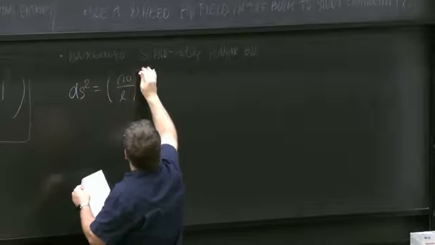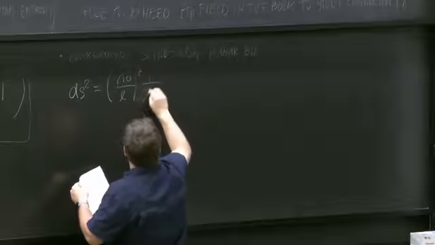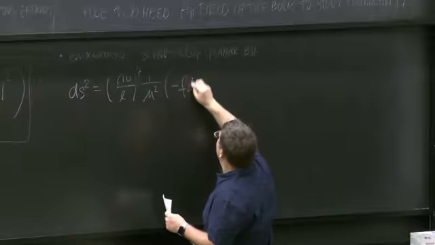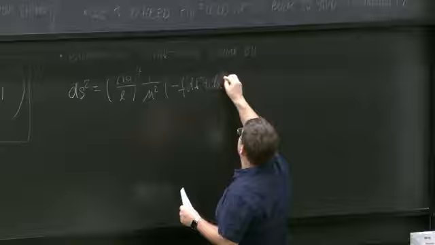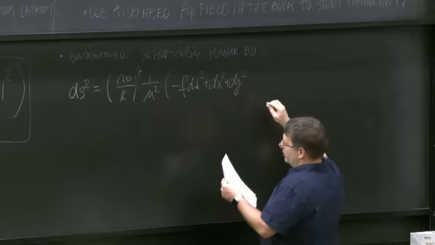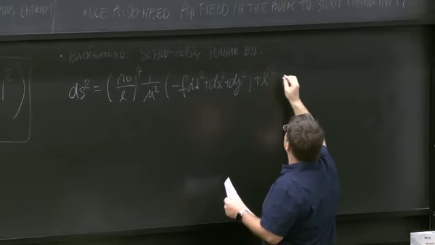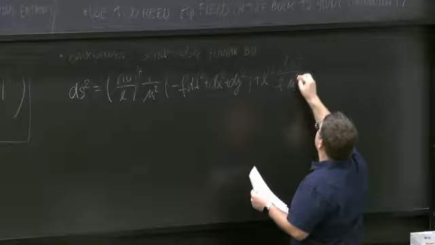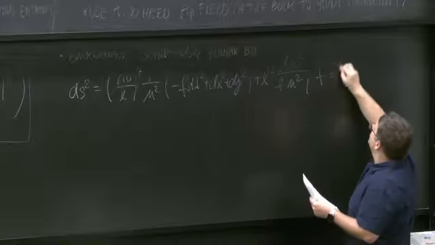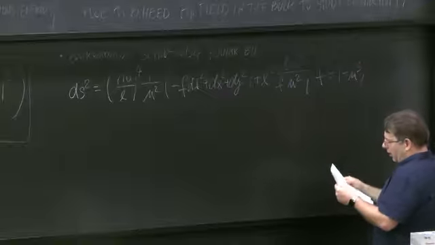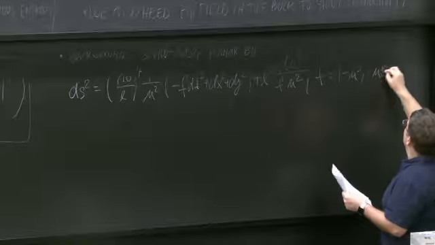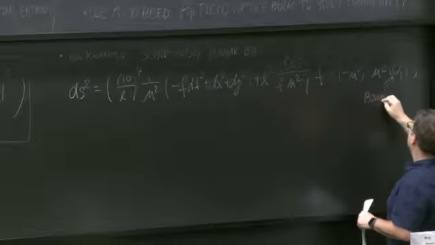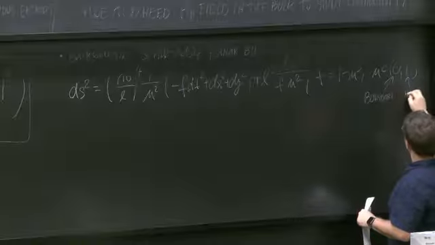R0 to the 4 over u squared, where u would be like z, times minus f dt squared plus dx squared plus dy squared. That's our planar horizon. And then plus L squared du squared over f u squared. And then this f is 1 minus u cubed. And then u goes from 0 to 1. 0 is the boundary, and 1 is the horizon.